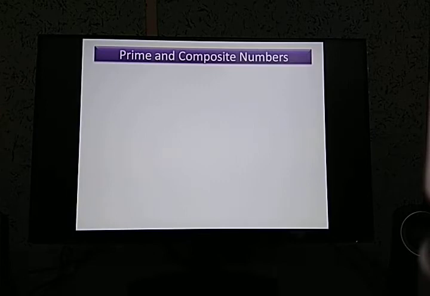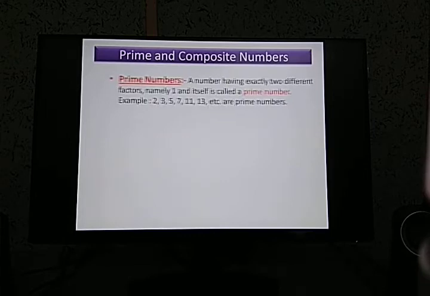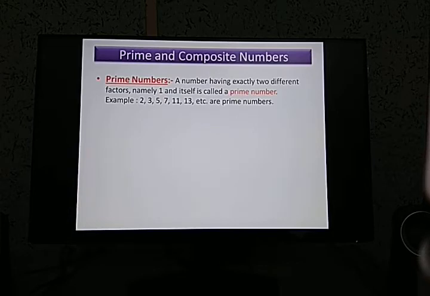Now the whole number system can be divided into these two types of numbers. So first let us know what are these numbers and how do we classify the numbers as prime numbers and composite numbers. So first of all, let us know what are prime numbers.